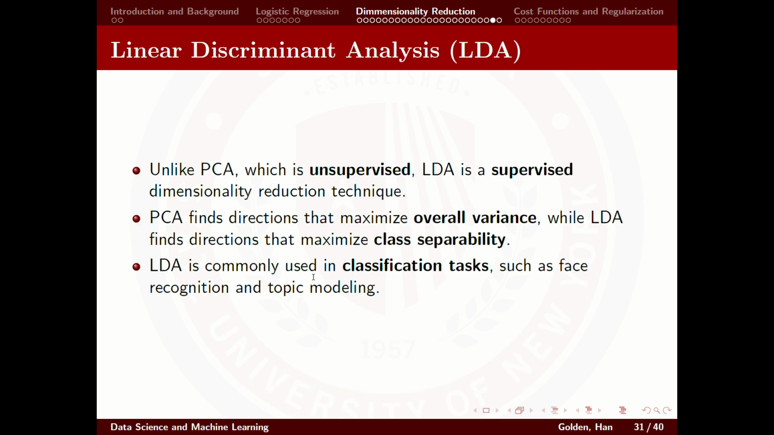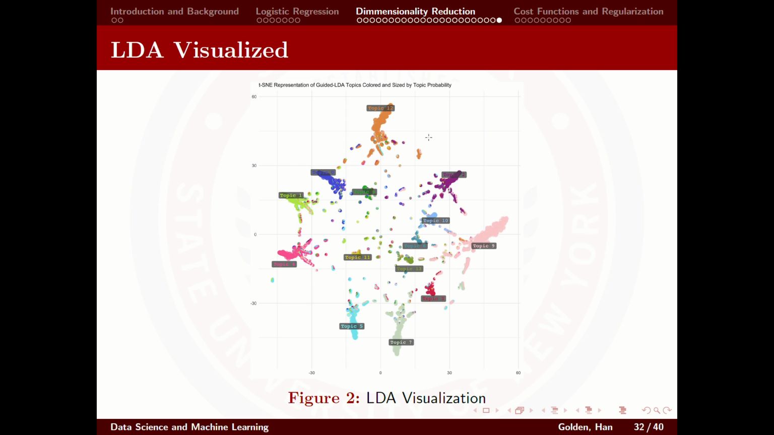Unlike PCA, which is unsupervised, LDA is a supervised dimensionality reduction technique. PCA finds directions that maximize the overall variance, while LDA finds directions that maximize class separability. LDA is often used in classification tasks such as face recognition and topic modeling. And here is a visualization of LDA. And that's our introduction to dimensionality reduction.